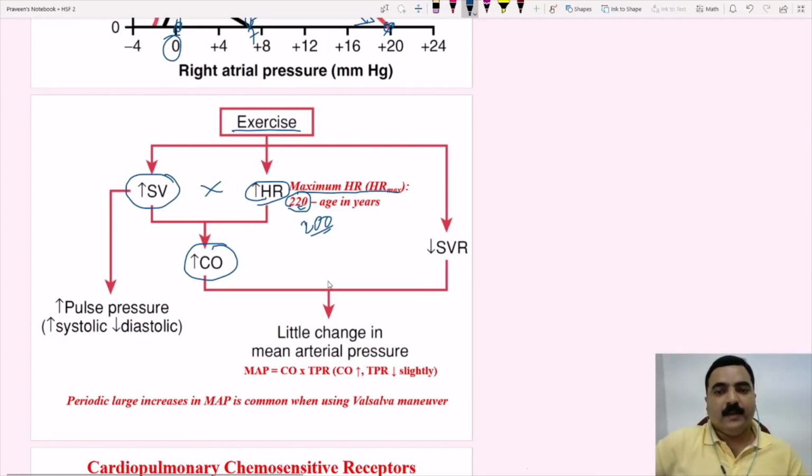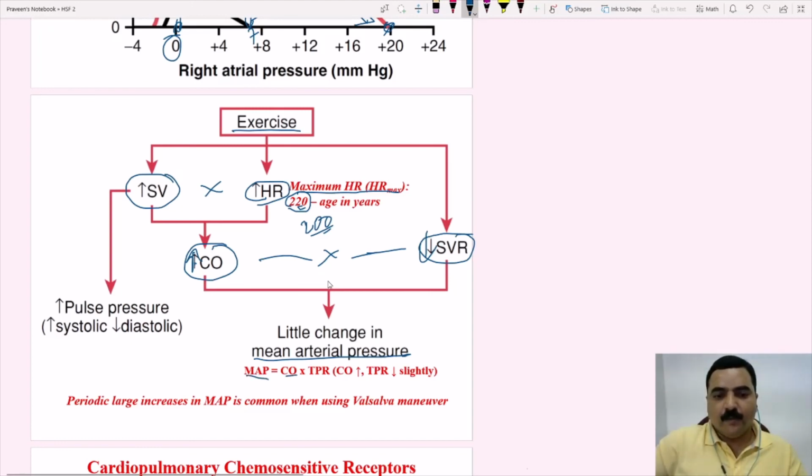So what is happening to the peripheral vascular resistance? That is decreasing. Systemic vascular resistance decreases. Okay, so the product of cardiac output and the peripheral vascular resistance is the mean BP. When you take the product of these two, there is no change in the mean BP, because this is increasing and this is decreasing. So the product of that is the mean arterial pressure. Mean arterial pressure remains the same.